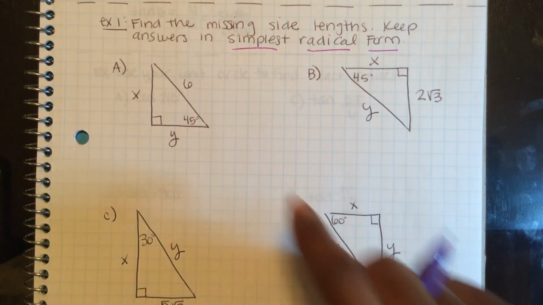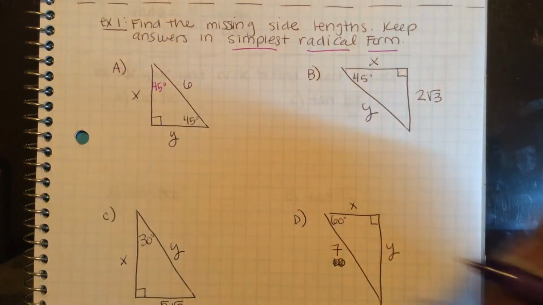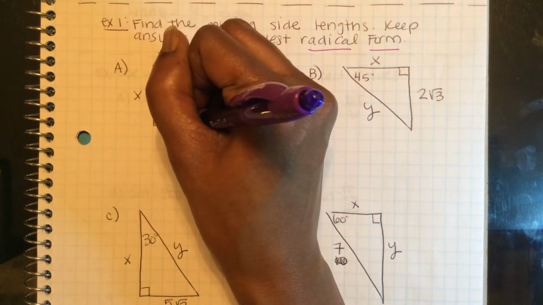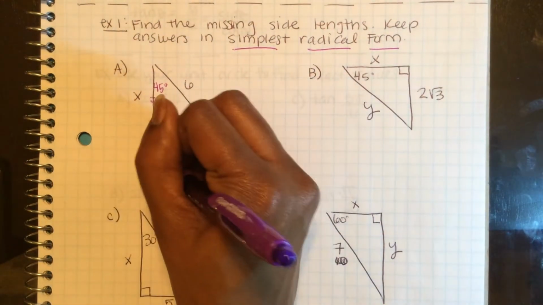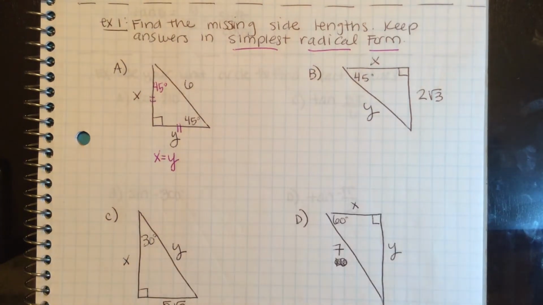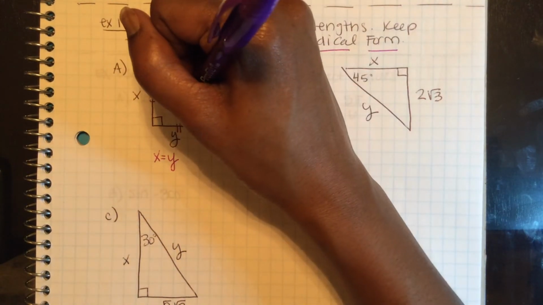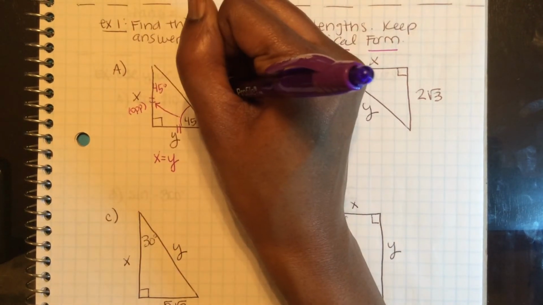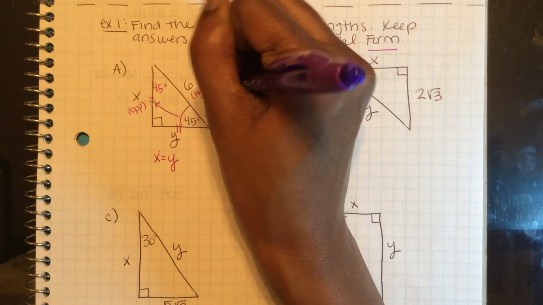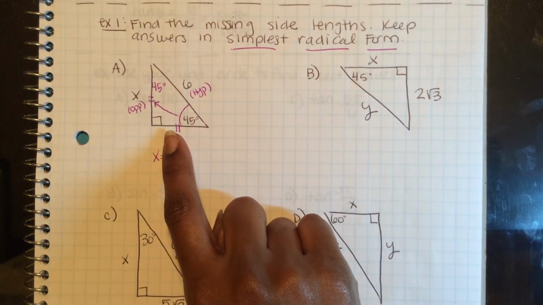So in part A, I see I have a 45, 45, 90 triangle, which means that these sides are equal to each other, isosceles. So x equals y. It doesn't matter which one I find. So let's say I look at this one and I look for x first. X is opposite and I have my hypotenuse. It doesn't matter what y is right now. I'm only looking for x.